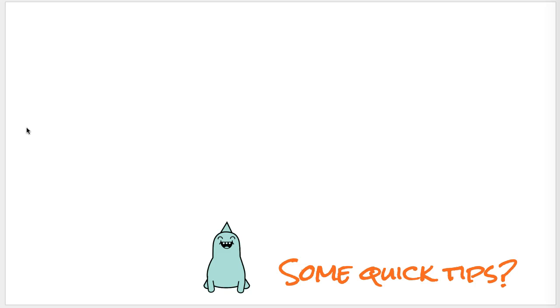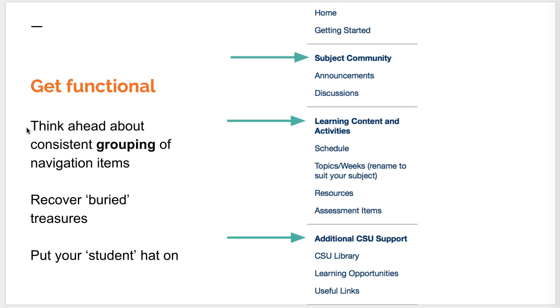Alrighty, so some quick tips. First one, we've talked quite a bit about this so far, so I'm not going to spend too much time on it. But in terms of getting functional about your landing page, group items. For people in the Faculty of Business, this is going to be a no-brainer. We've been doing this for the last 18 months through our faculty template, but it's not the same right across the faculty.